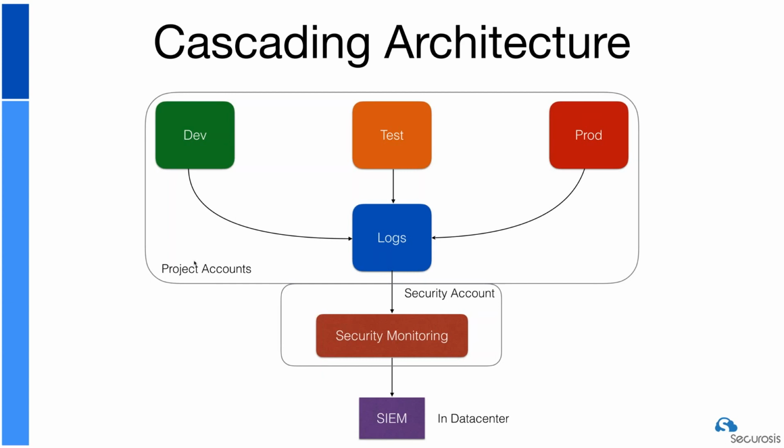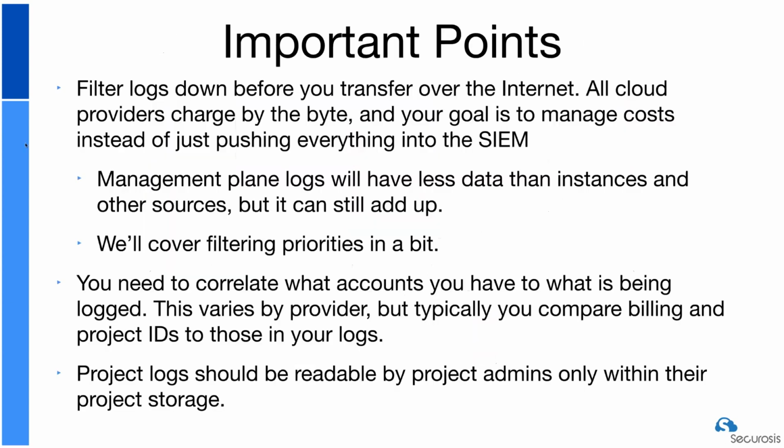And for the management plane, which is where we focus first, but as well for all of your system logs, this sort of cascading architecture is almost always going to be your best option to manage storage, meet your security requirements, as well as keep your costs down in the cloud, because that's one of the things we have to worry about. So anytime you're transferring over the internet, you want to filter down. Now, management plane logs do have less data typically, unless you're doing ridiculous amounts of operations. So it may be okay to send those across the internet.